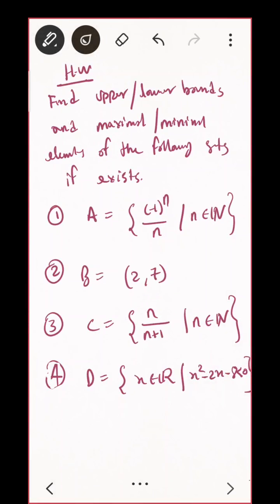n upon n plus 1. Yeah, let us see the structure. n upon n plus 1, where n belongs to natural numbers. Oh, again I put real number. Yeah, can you tell me the elements quickly? What is the first element?